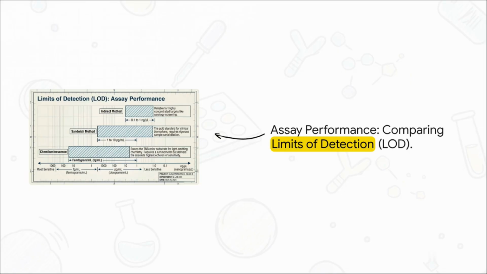Let's move to this comparison and see how this builds into the overall performance limits of detection. The indirect method is super reliable down to nanograms per microliter. The sandwich method, again the clinical gold standard, pushes that sensitivity way down into picograms. And if you swap out that color-changing TMB chemistry for light-emitting chemiluminescence read by a luminometer, you can actually detect absolute trace amounts down in the femtogram range.